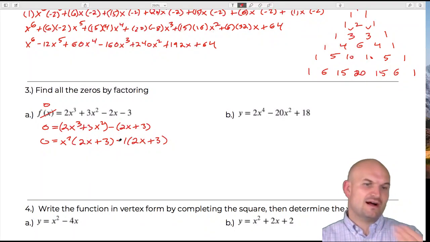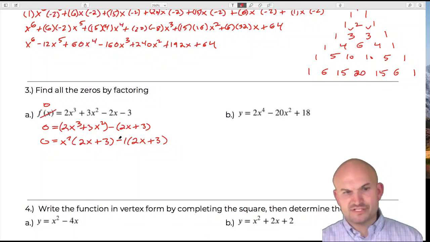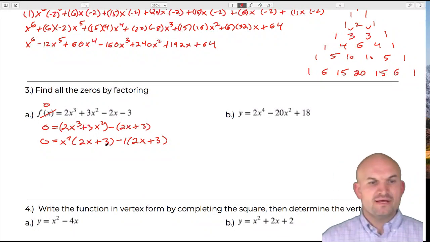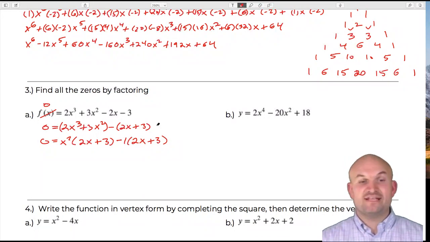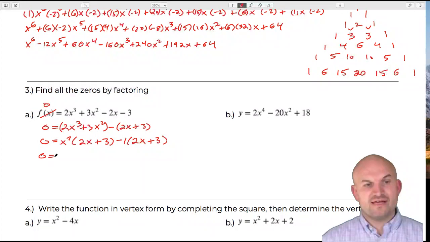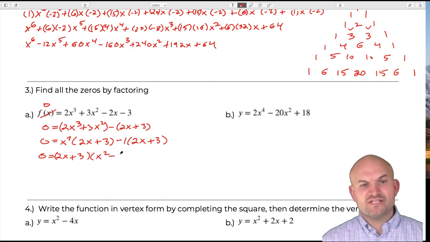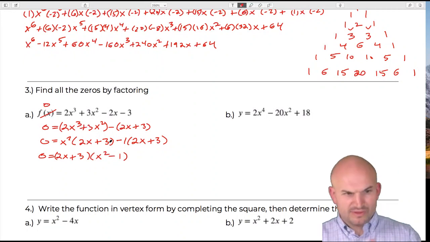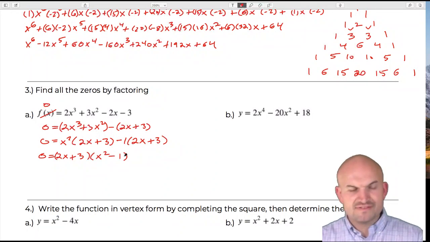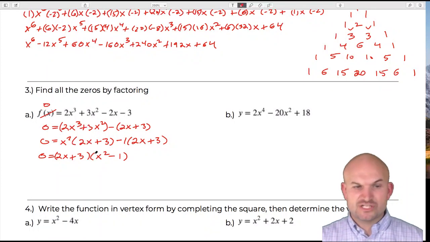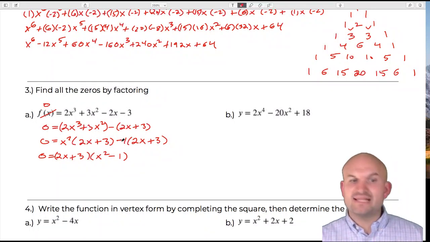So you can factor out a 1 in front of there, and since that negative is going to turn that to a negative 1, now you can see that both these expressions have a 2x plus 3, so I'm going to factor that out. And that's going to leave me with an x squared minus 1. So a lot of students had trouble with this. They had the 2x plus 3, but then they had trouble with this x squared minus 1, and that is just what is left over.